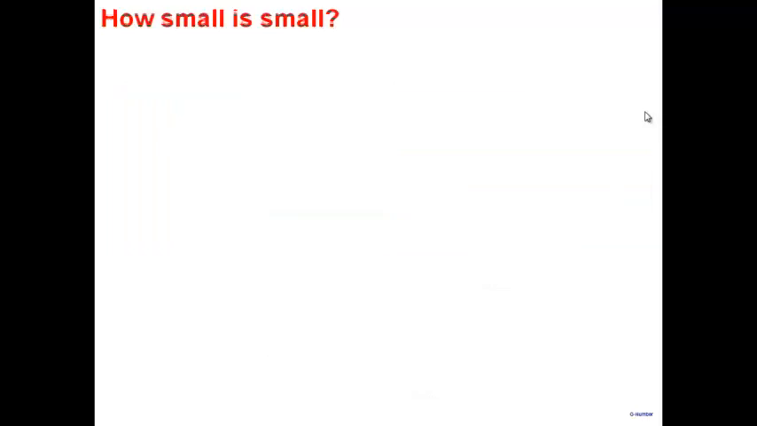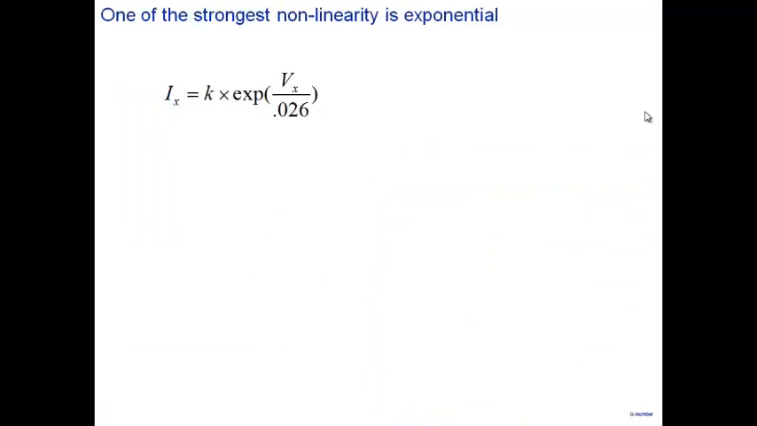So let's stop here. In the next lecture, we'll see some more examples of nonlinearity, and we'll see how to build small signal models of elements. And then we'll go on to PN junctions and BJTs.